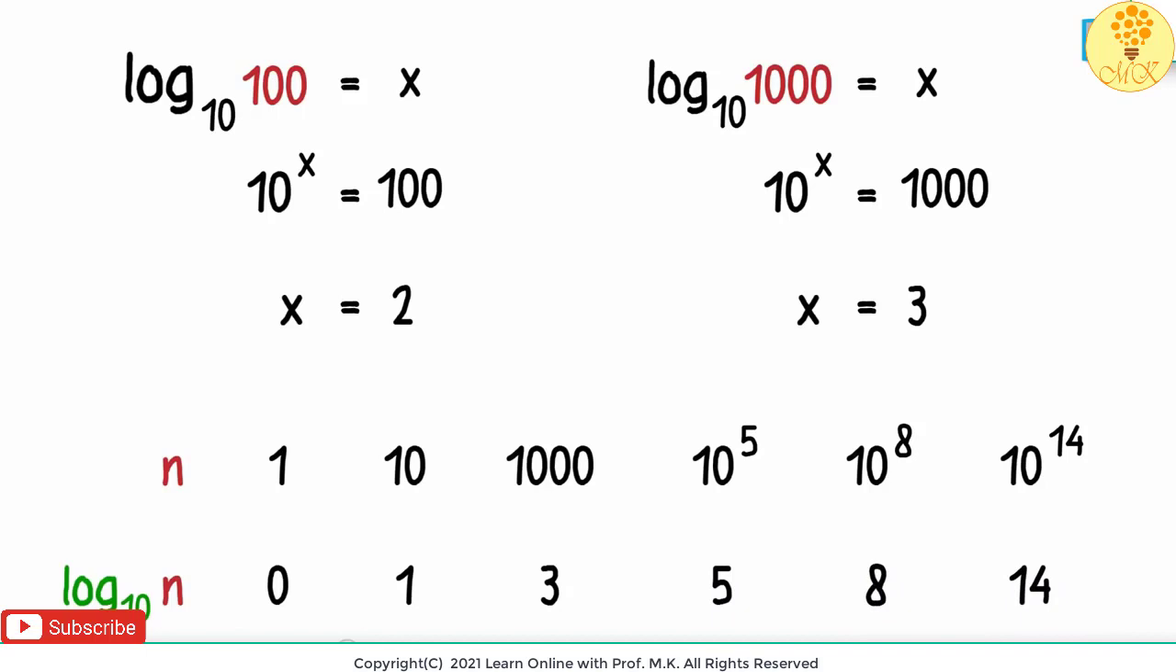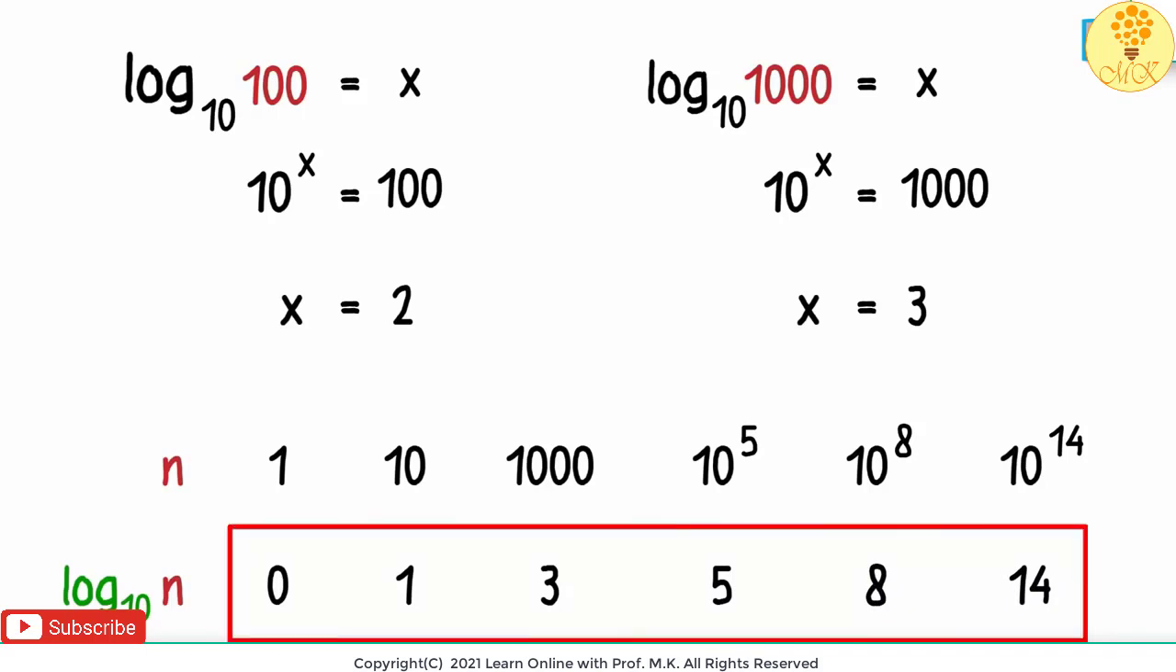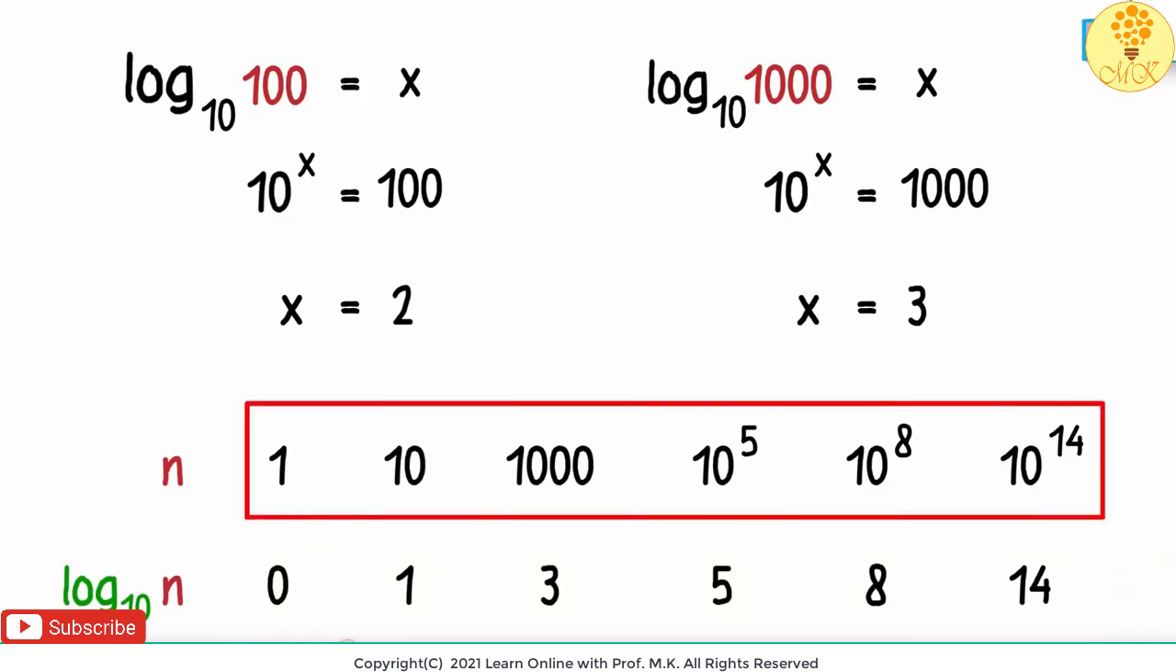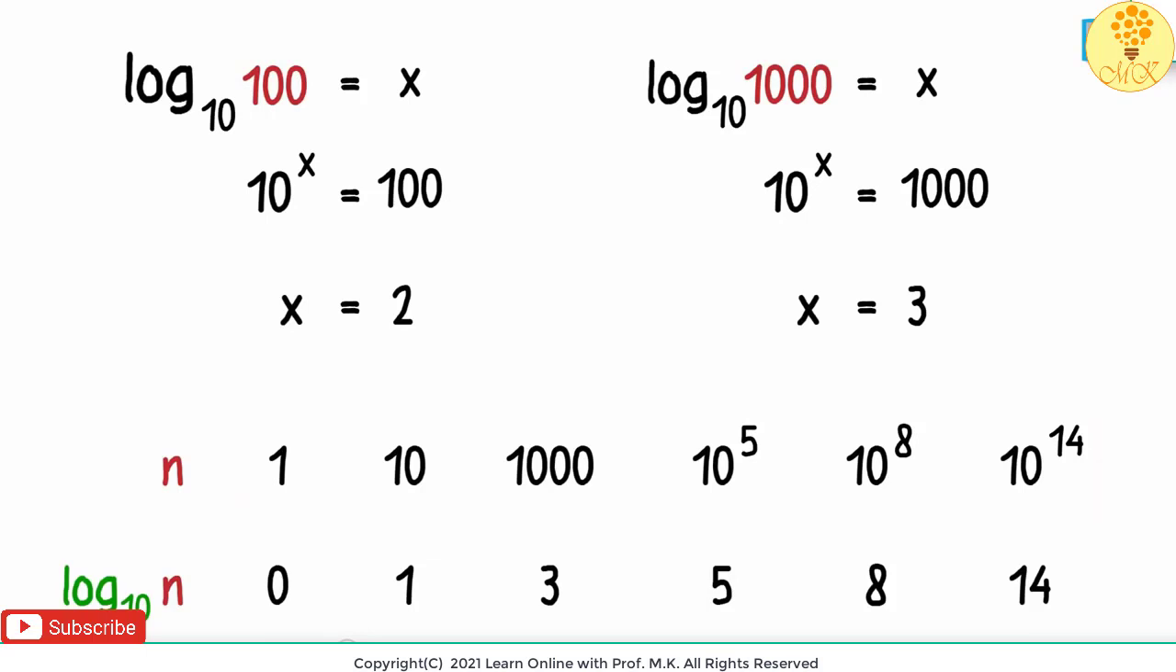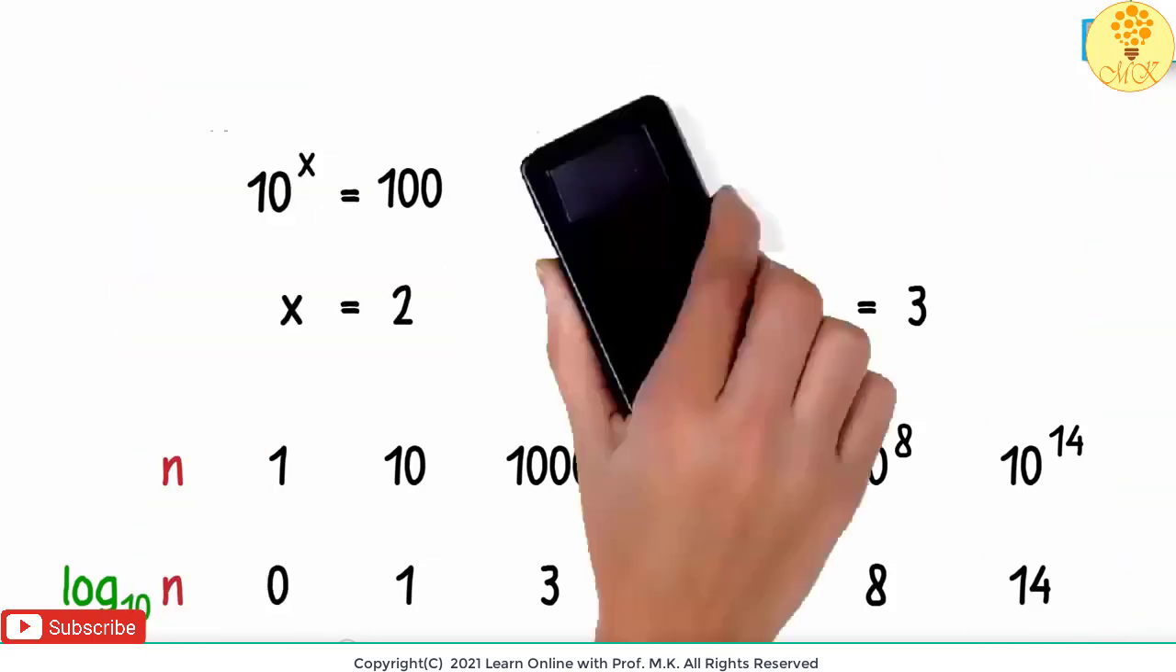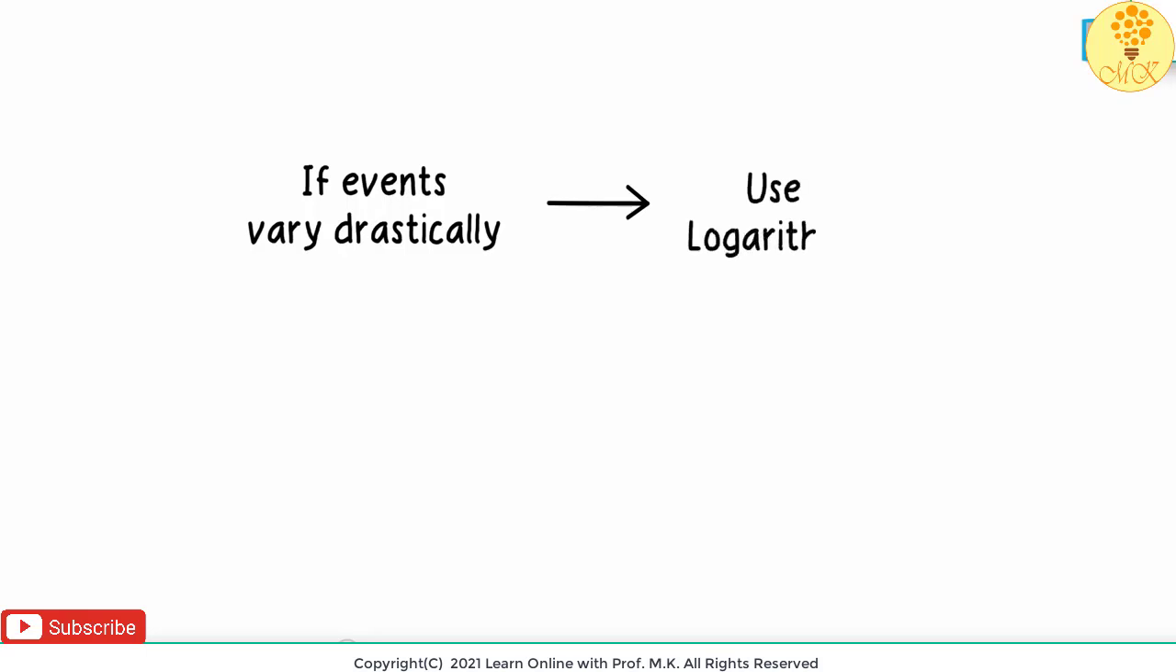Now I want you to tell me, can these numbers be easily plotted on a number line? Yes, a scale from 0 to 14 is enough. Large numbers can be easily plotted using logarithms. Also notice that there is a very large variation between numbers. Logs also help us in narrowing down these variations. So in layman terms, we can say that if the events vary drastically, we can use logarithms.